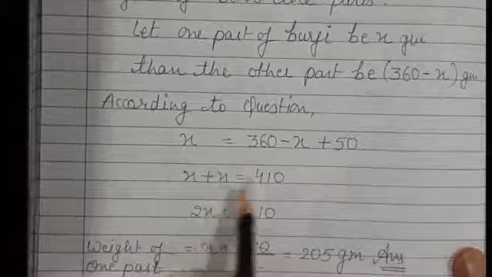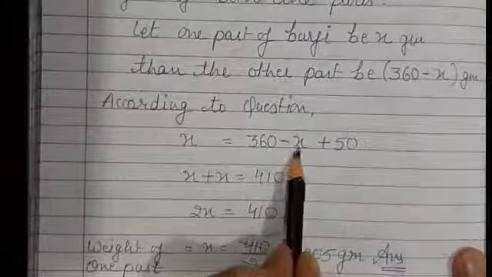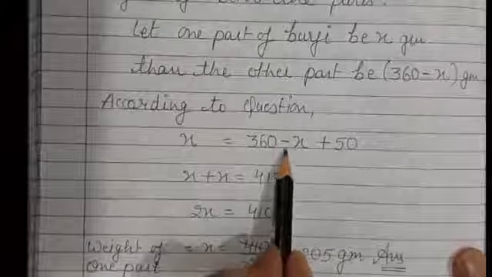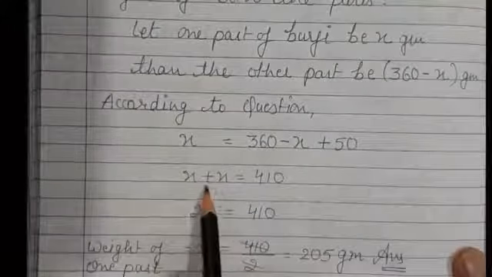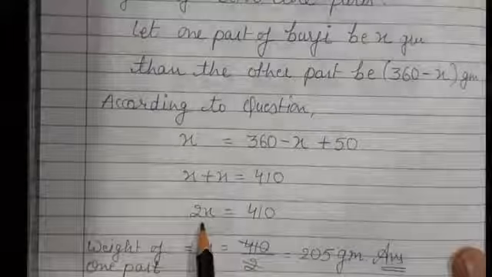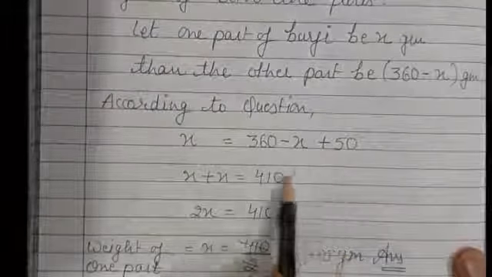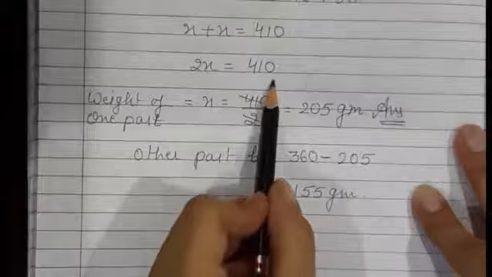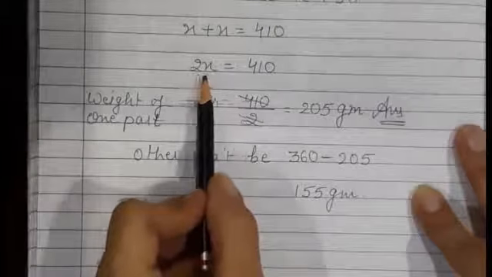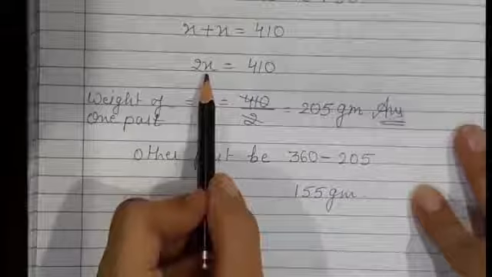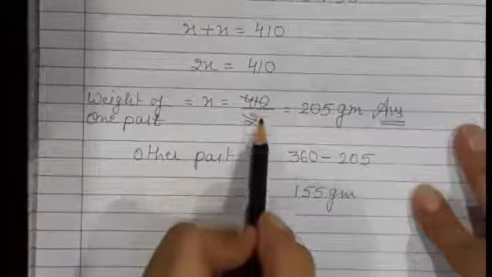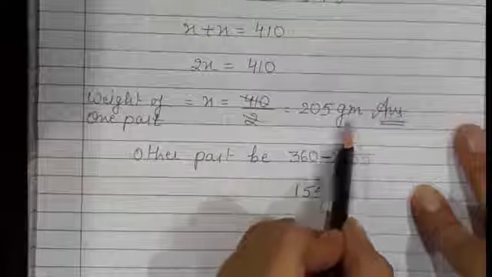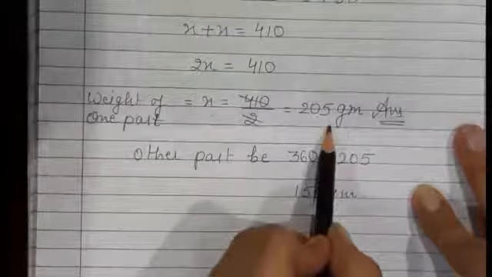Now solve this equation. Transpose minus x to the left hand side. Here it is negative, so we have to add. So x plus x will be 2x, 360 plus 50 will be 410. 2x is equal to 410. Now 2 is multiplied with x, so when we transpose, we have to divide. When we divide, 205 gram will come. The value of x will be 205 gram.